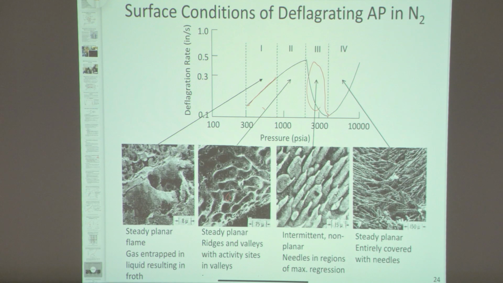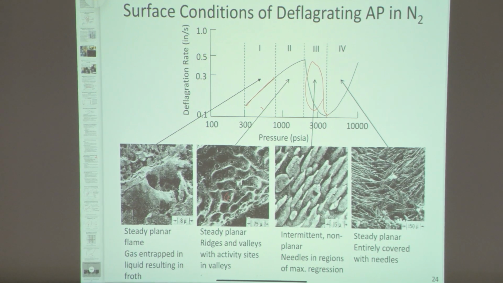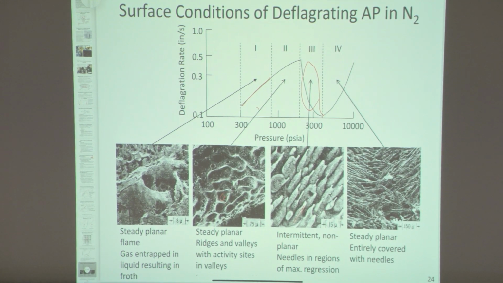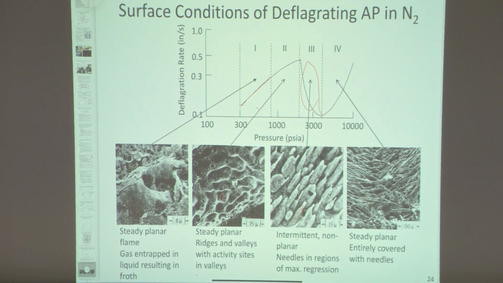Now when I get into this negative region here, all of a sudden when I quench it, on the surface are needles. This is where I have an intermittent, non-planar flame that's really unsteady, and I find needles in regions of the maximum regression. Then I go up to this region where I start to get back to a linear rate with a much steeper grade. Again, I have a steady planar flame where the surface is now entirely covered with needles. How does that affect that value of N? Maybe that's a physical process, it sounds like, but is that the only thing that's going on? And what causes that to happen?